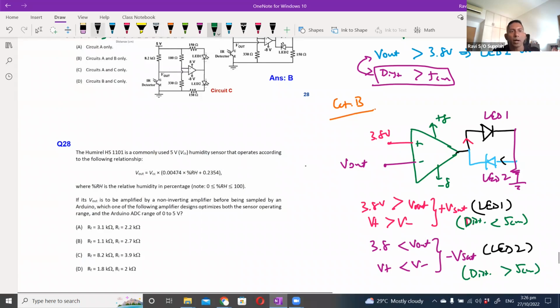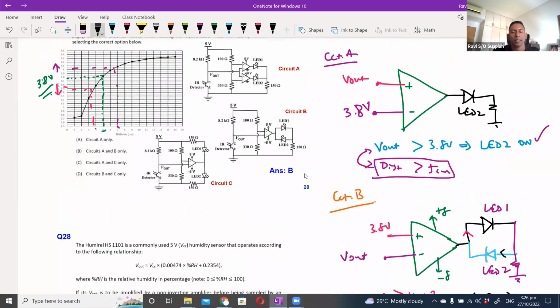Okay, so you can see that now I also satisfy the conditions laid out in the question. That means circuit B also is correct. Okay, circuit B is also correct.